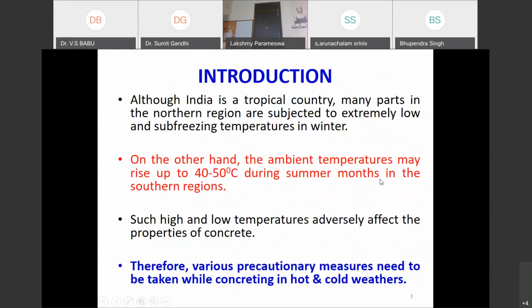Although India is a tropical country, many of the northern regions are subjected to extremely low and sub-freezing temperatures in the winter. On the other hand, ambient temperature may rise up to 40 to 50 degrees during the summer months in the southern region. That means some parts of the country are subjected to cold weather and some parts to hot weather. Such high and low temperatures adversely affect the properties of the concrete widely. Therefore, various precautionary measures need to be taken while concreting in these types of weather.